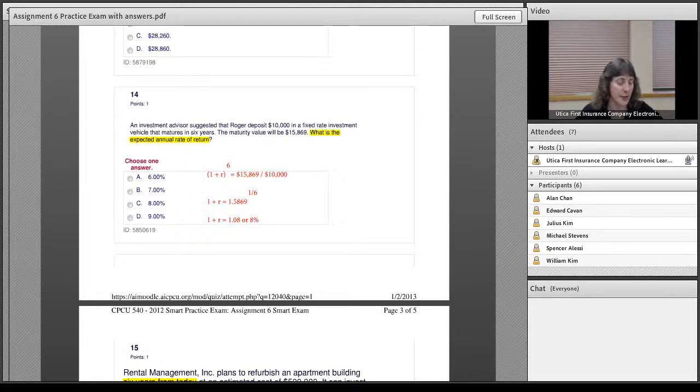The other thing that you could do, 1 plus r, no, you can't do that because you have to raise it to the 1/6th. I was going to say you can go to a future value table, but you can't because you have to raise it to the 1/6th degree. Okay, it gives you 8%.